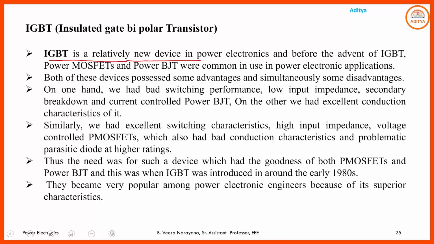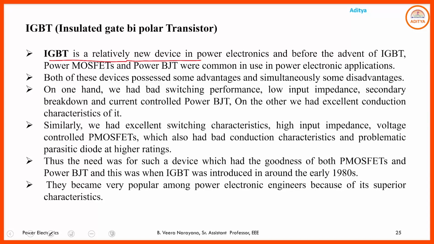And this IGBT had the input properties like a MOSFET and the output properties like a BJT. Why? Because the MOSFET has low switching losses, so the input characteristics of the IGBT simply follow the MOSFET, and the BJT has low conduction losses. Hence the output characteristics of the IGBT depend on the BJT. Hence this IGBT has input characteristics like a MOSFET and output characteristics like a BJT.